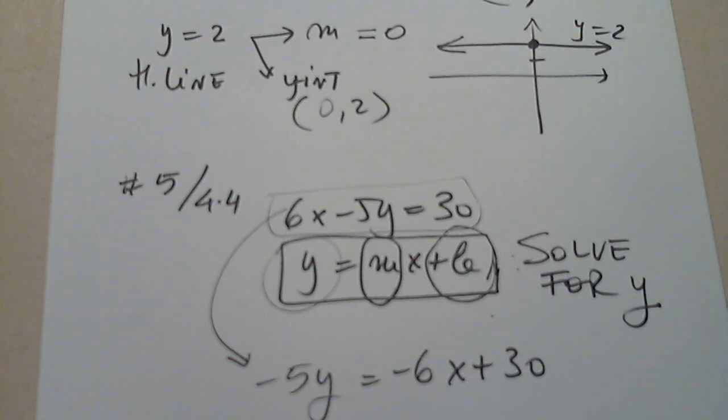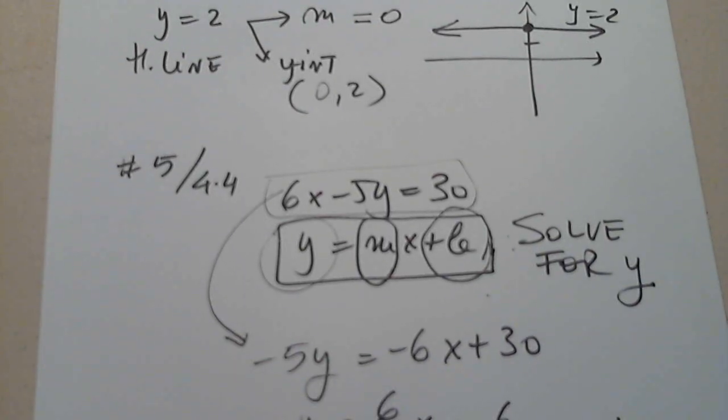Because this is good, but it's not good enough. Divide every term on both sides by negative 5. So y equals 6/5 x minus 6. Do not draw a horizontal line under the terms on the right hand side. No. Please divide term by term. Good. So now what?